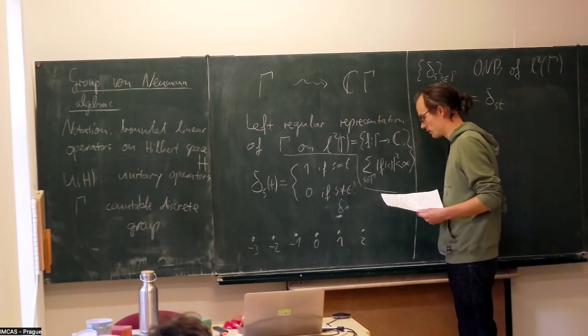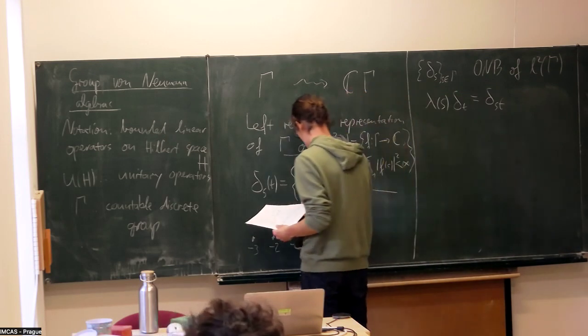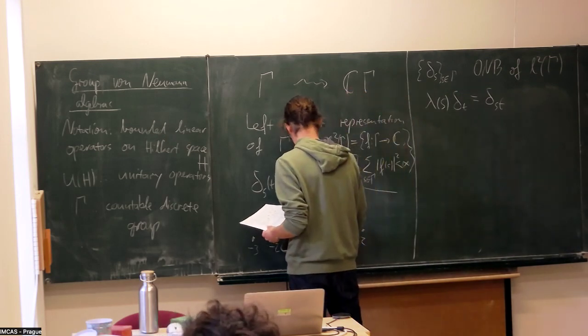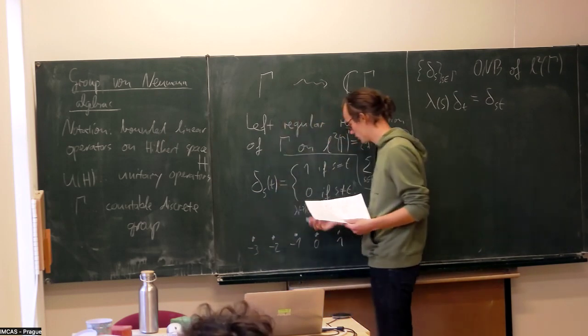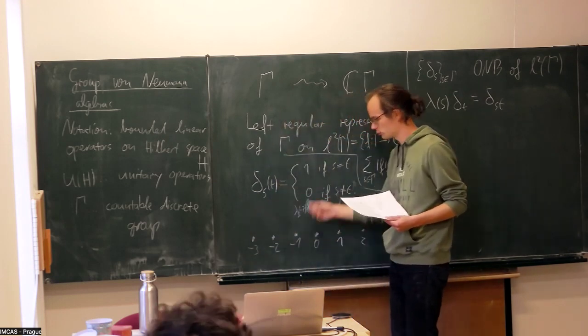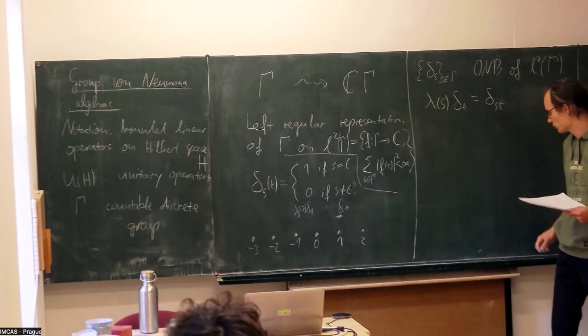In this example, let's say we take lambda minus 2 of delta 1. Then we get delta minus 1. Just check.